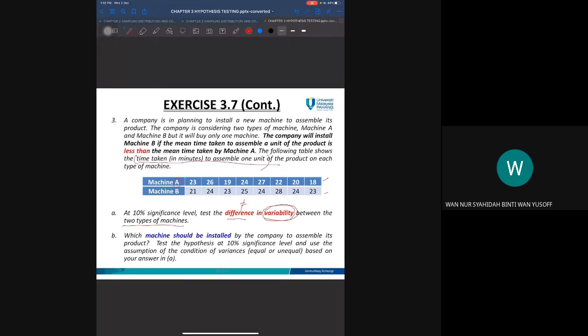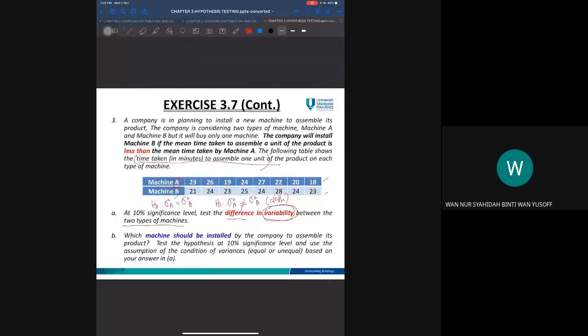Between the two types of machines, it is up to you. You can do machine A first and then machine B. So here you have sigma square A not equal to sigma square B. Is this H0 or H1? H1. And then H0 is the opposite of that, sigma square A equal to sigma square B. Where is your claim? H1.